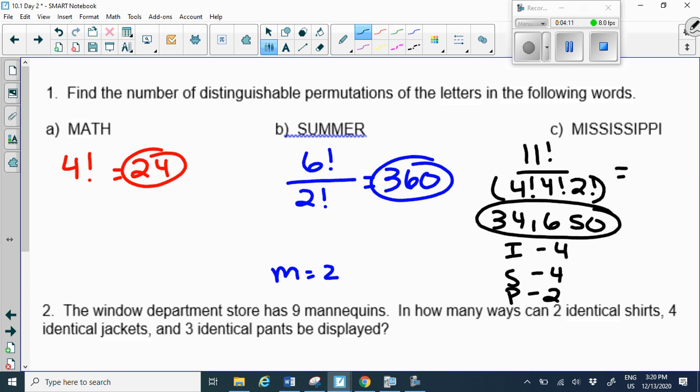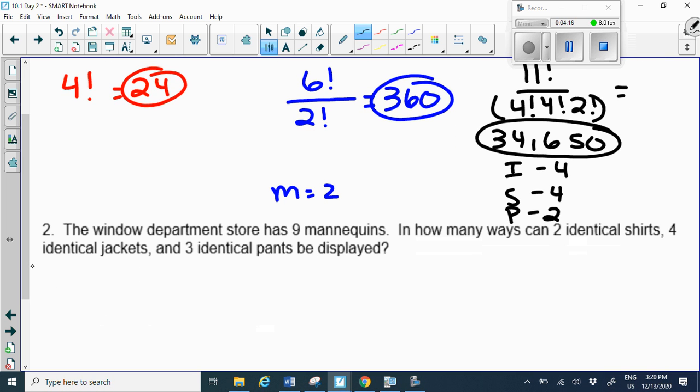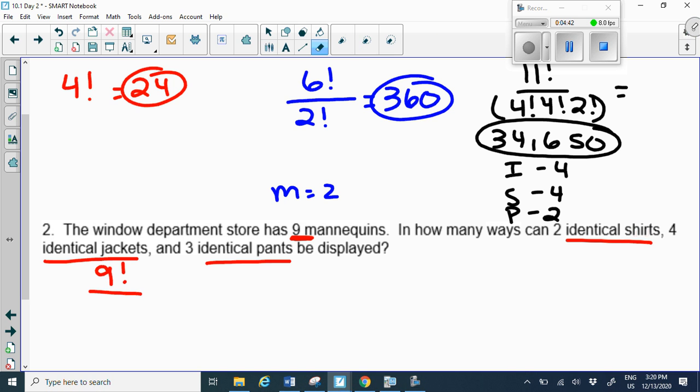Okay, let's do one more example of that. So it says the window department store has 9 mannequins. In how many ways can 2 identical shirts, 4 identical jackets, and 3 identical pants be displayed? So notice that we have a total of 9 mannequins total. So that's going to be your n. Now anything that talks about identical, identical jackets, identical pants, think about that word, that means the same, right? So things are being repeated.